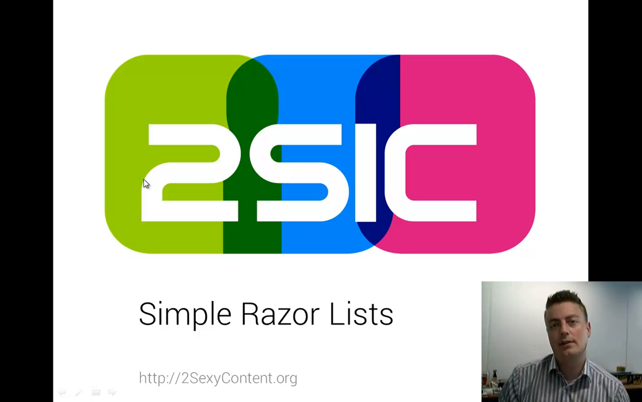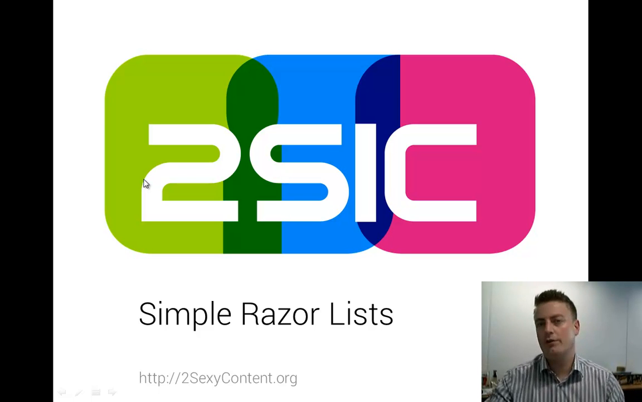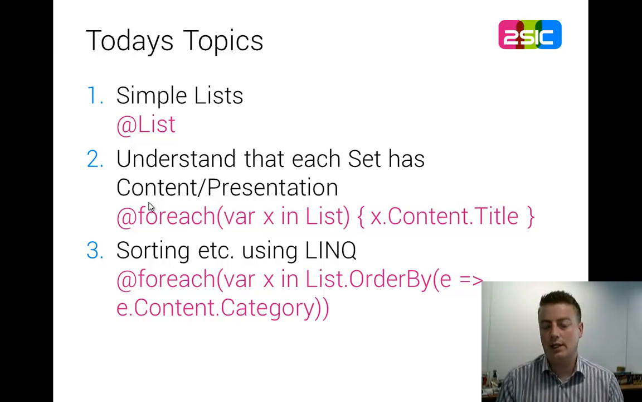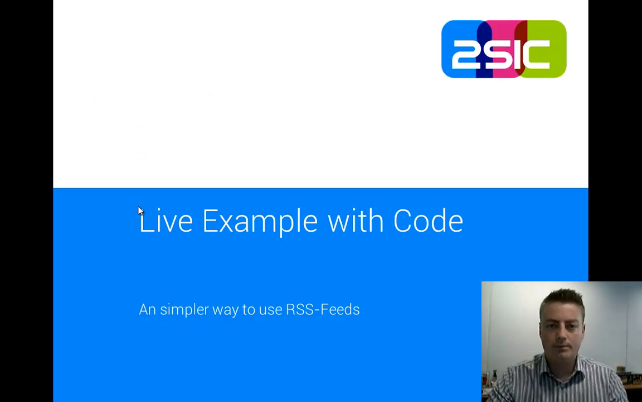how to use lists with Razor. It works very similar to using tokens, but with a few adaptations. So let's just get started. What I'm going to show you is first of all using the lists variable, then of course to understand that each set has more than just list content. That's something that confuses people a bit. And then just a few tips about sorting.